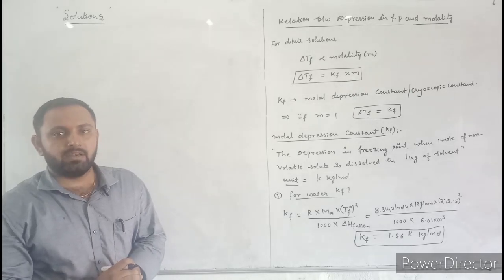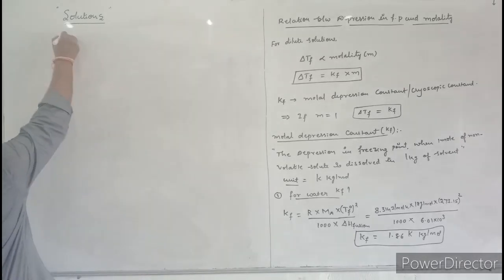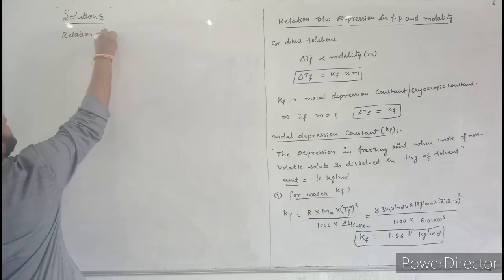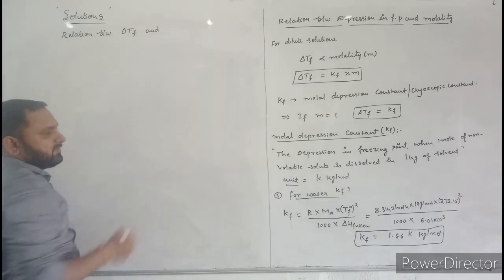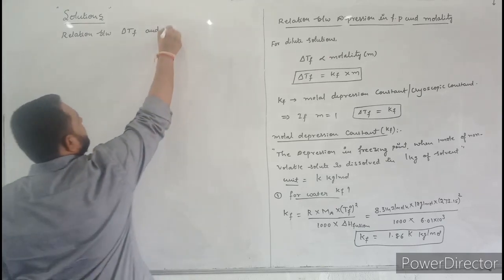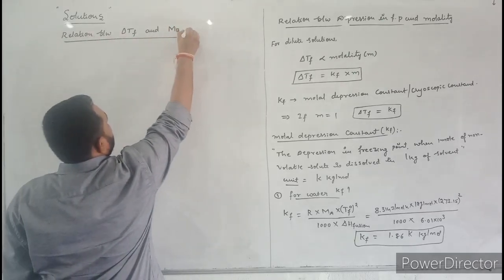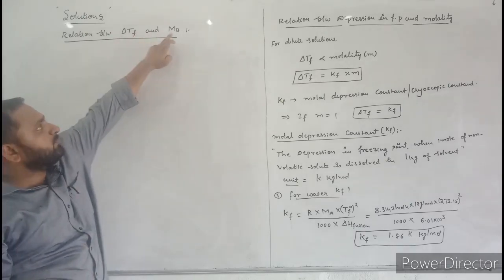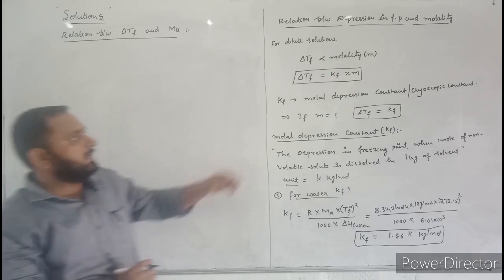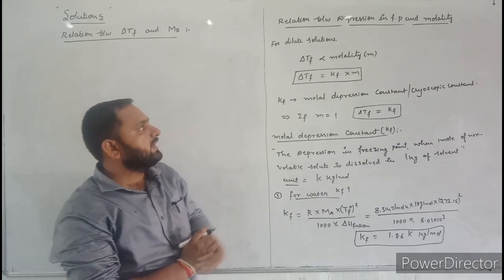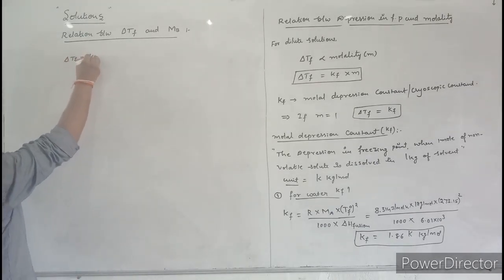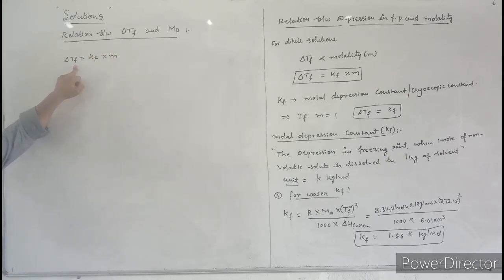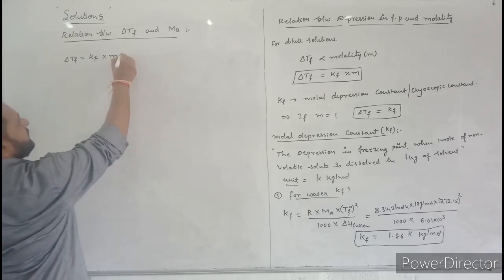Next, let us discuss the relation between depression in freezing point and molar mass of solute. Depression in freezing point is represented by delta Tf and the molar mass of solute is represented by Mb. There is a small derivation to get the relation between delta Tf and Mb. Let us consider the relation between depression in freezing point and molality: delta Tf is equal to Kf into m. Here delta Tf means depression in freezing point, Kf means molar depression constant, and m is the molality. Let us consider this equation 1.